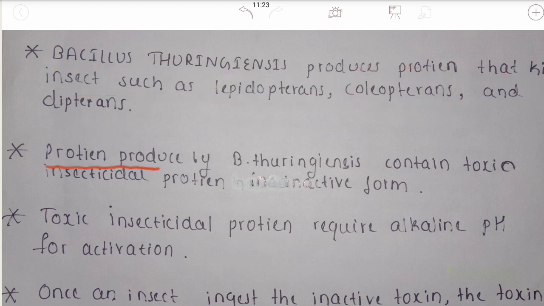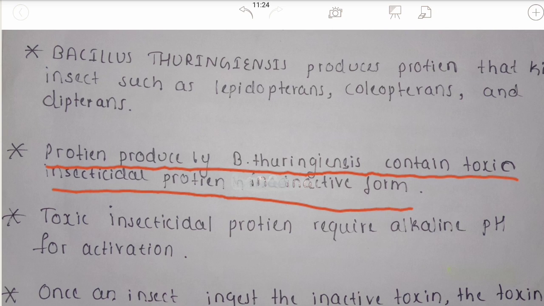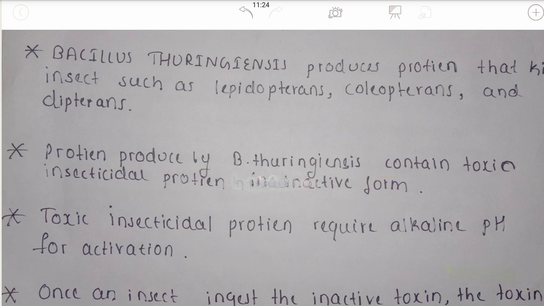Okay, the protein produced by B. thuringiensis contains a toxic insecticidal protein in inactive form. You might have the question: if Bacillus thuringiensis has the toxic insecticidal protein, then why will it not kill itself? The main reason is that it is in the inactive form, and to become active, it must react with alkaline pH, and only then can the insect die. So the toxic insecticidal protein requires alkaline pH for activation.